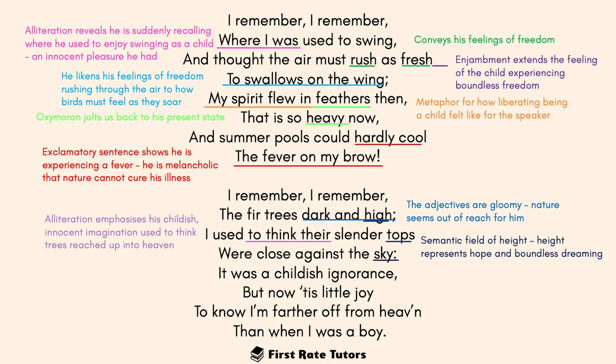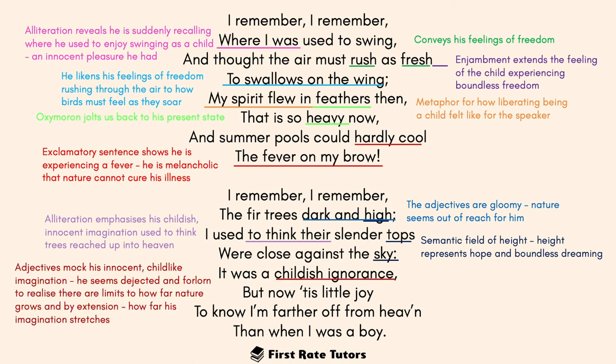However, the reference to high tops and sky, the semantic field of height here, which represents hopes and boundless dreaming, shows that this is restricted to just how they used to think as a child, but now as an adult, they feel really limited. Then they mention a childish ignorance. Now, the adjective childish especially mocks the speaker as they think about how they were really childlike, and they're mocking how innocent, childlike they used to be in their imagination.